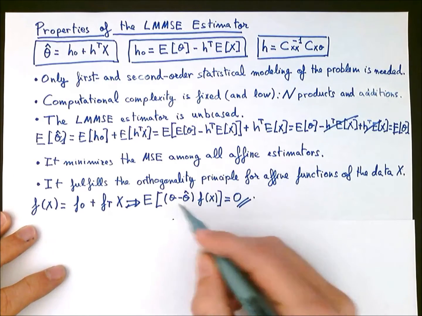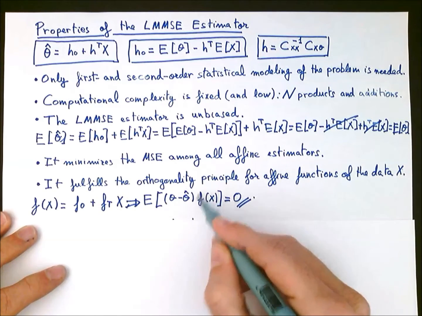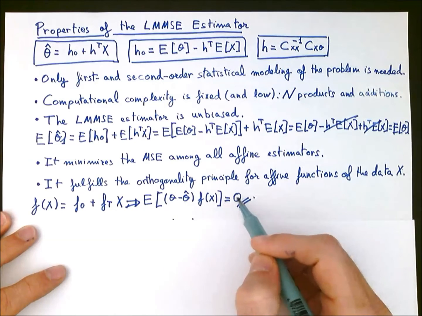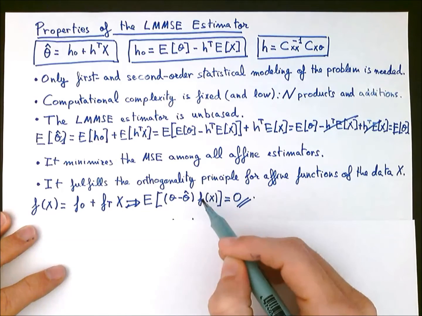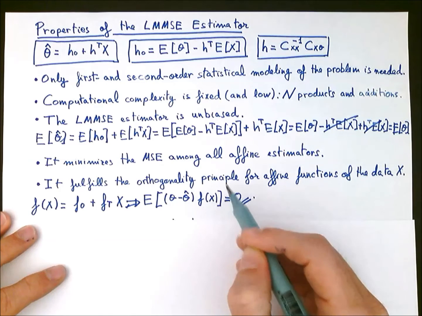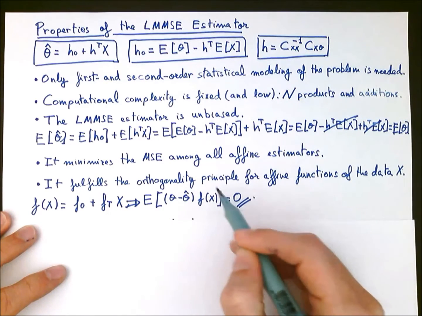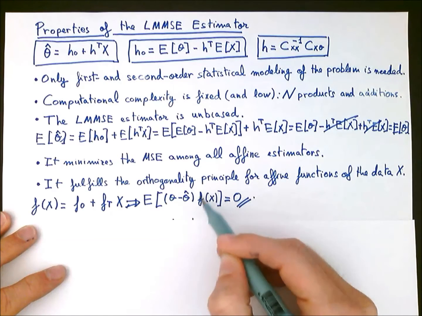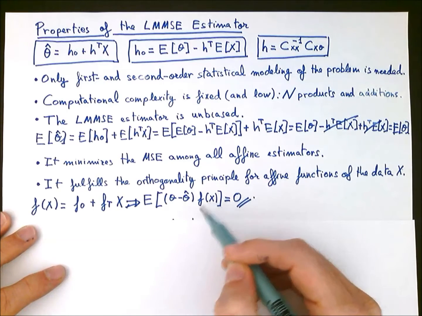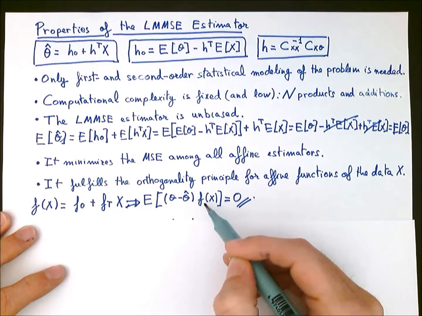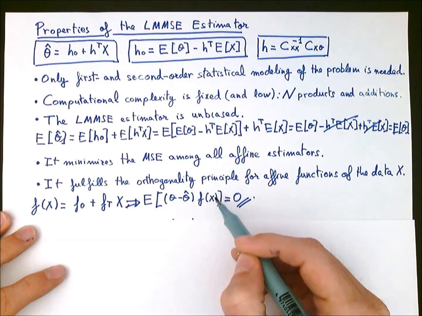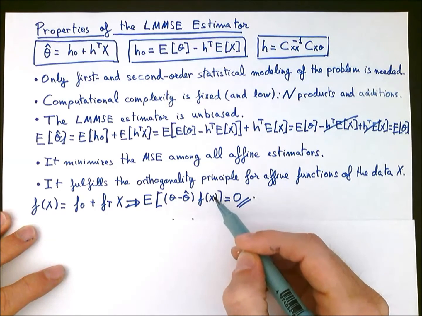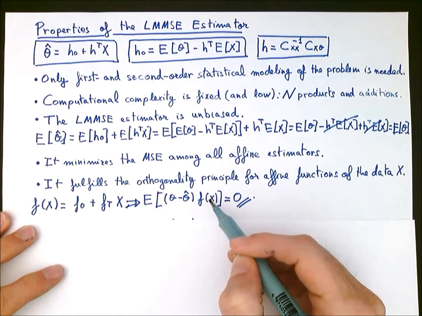Contrary to the nonlinear case, there could be other functions of the data for which the orthogonality principle is not fulfilled, and these would be functions which would be nonlinear. This means that even if we cannot reduce the estimation error any further by using affine functions of the data, we could potentially reduce it if we used nonlinear functions of the data. This would be the case in which the nonlinear MMSE estimator would be a better estimator than the linear MMSE.